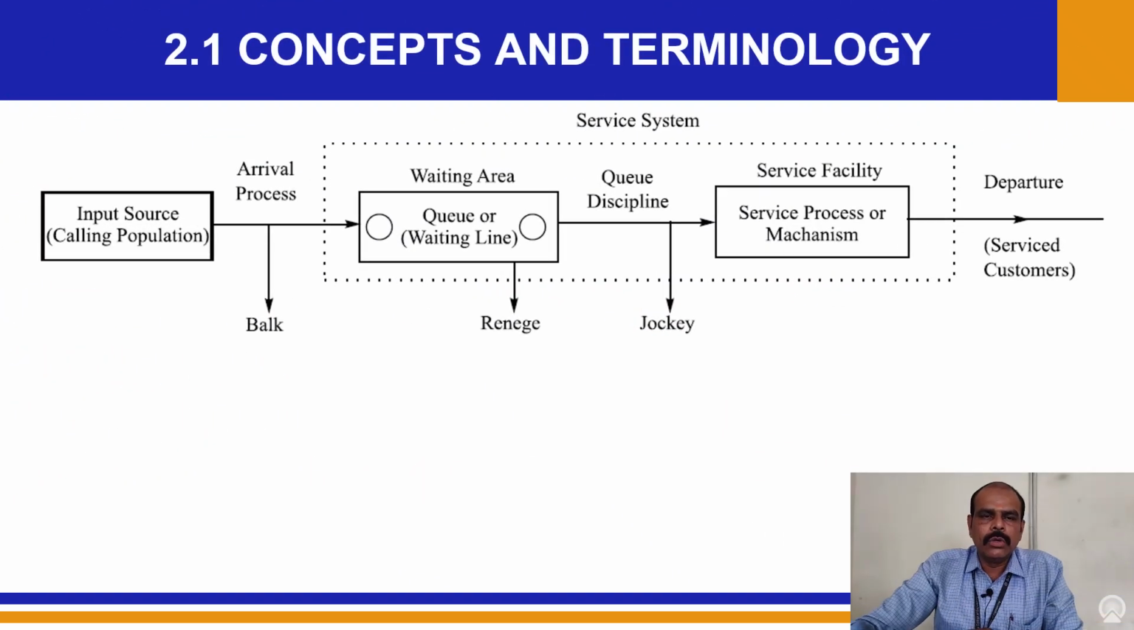So this is how a queue is going to be represented graphically. The calling population can be a society or some sort of region. They are going to be the input source, so they come into the process. On arrival, they come into the system. In the case of arrival, you can expect balking. Okay, you can expect balking in this particular case.